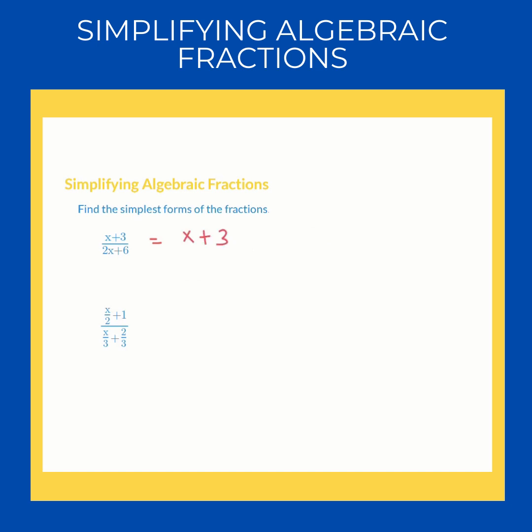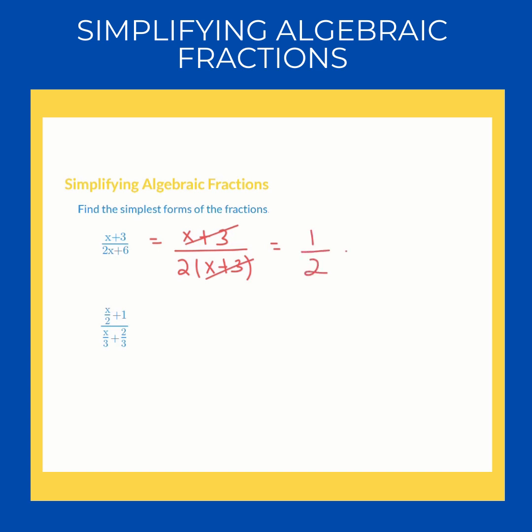While the denominator can be simplified by factorizing using the common factor method. So I'm going to take 2 outside and I'm left with x plus 3. So x plus 3 in the numerator cancels out with x plus 3 in the denominator, so the answer is 1 over 2.